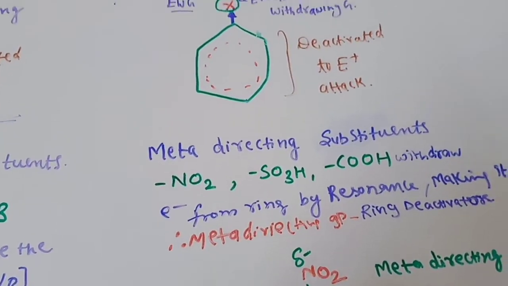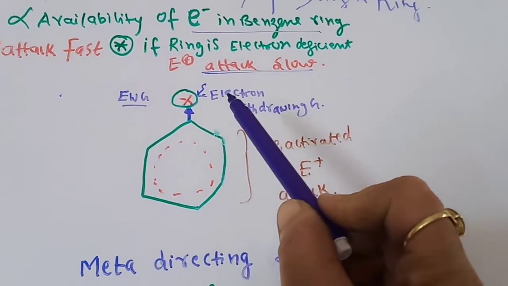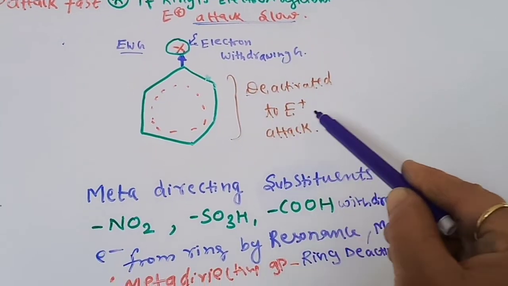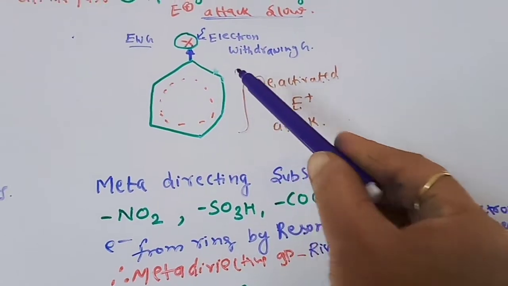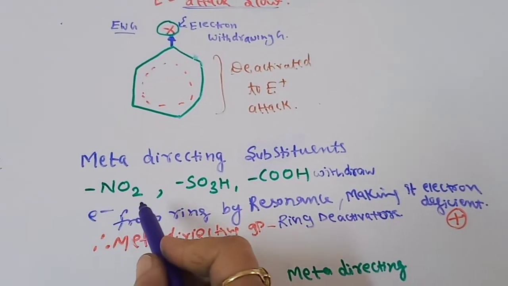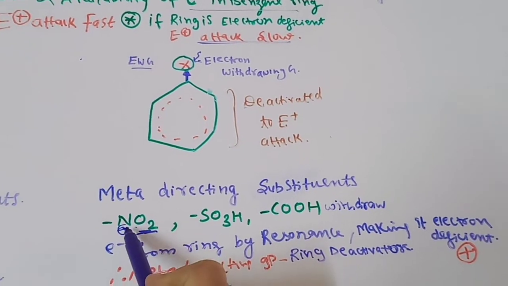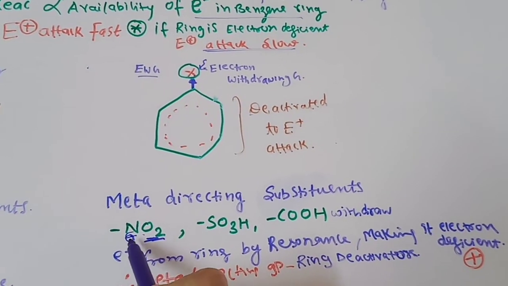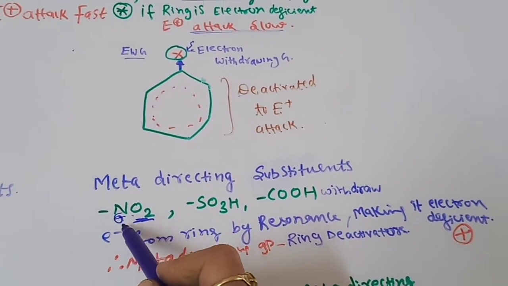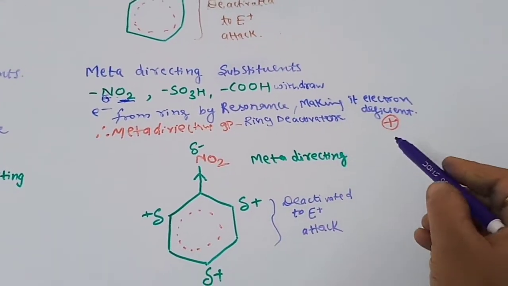Now what about the meta directing groups? If any group withdraws electrons from the benzene ring, it will deactivate the ring for the electrophilic attack. For example, we have already seen meta directing groups like the nitro group, sulfonic acid group, or COOH group. In their key atom, the key atom is always attached to a highly electronegative element, so this will take the electron from the nitrogen, and the nitrogen will have a positive charge. This positive charge will induce the nitrogen to take electrons from the benzene ring by resonance, making the ring electron deficient.